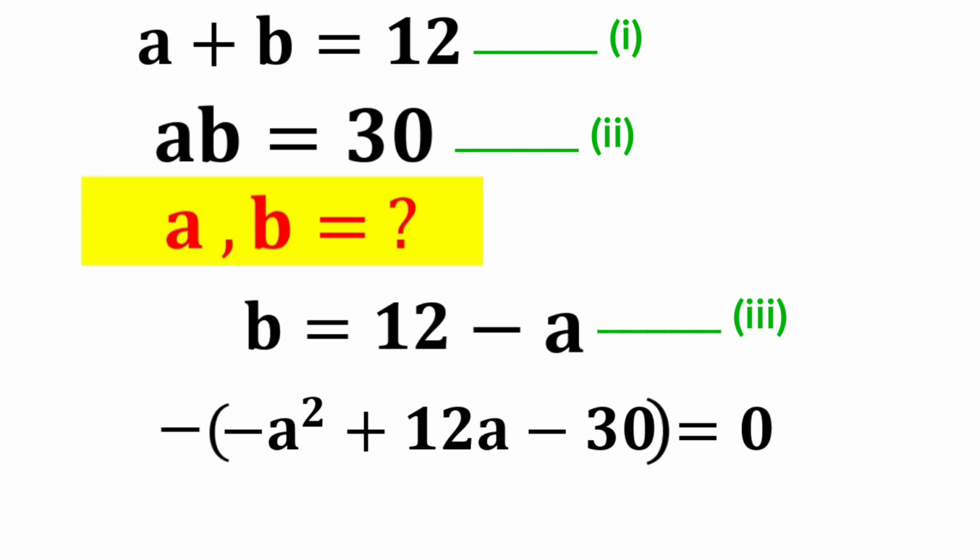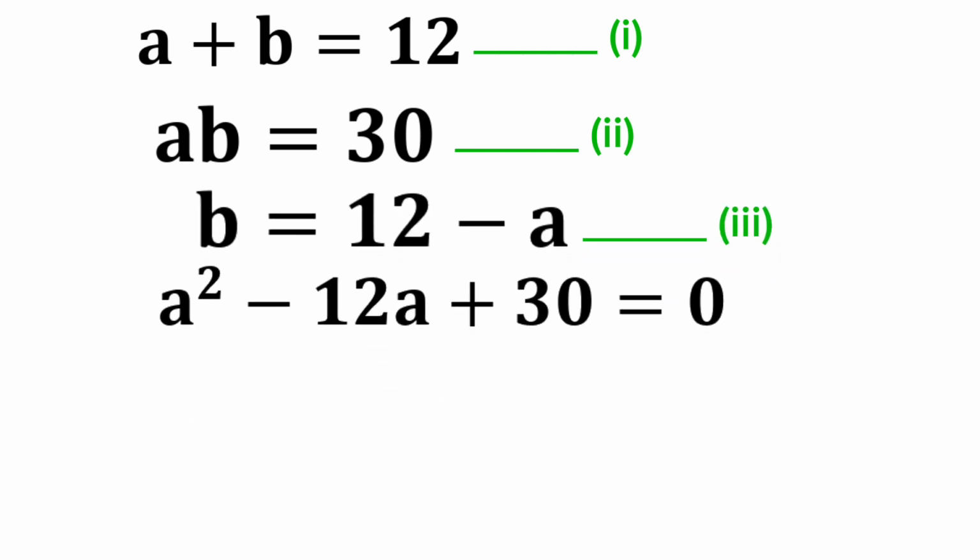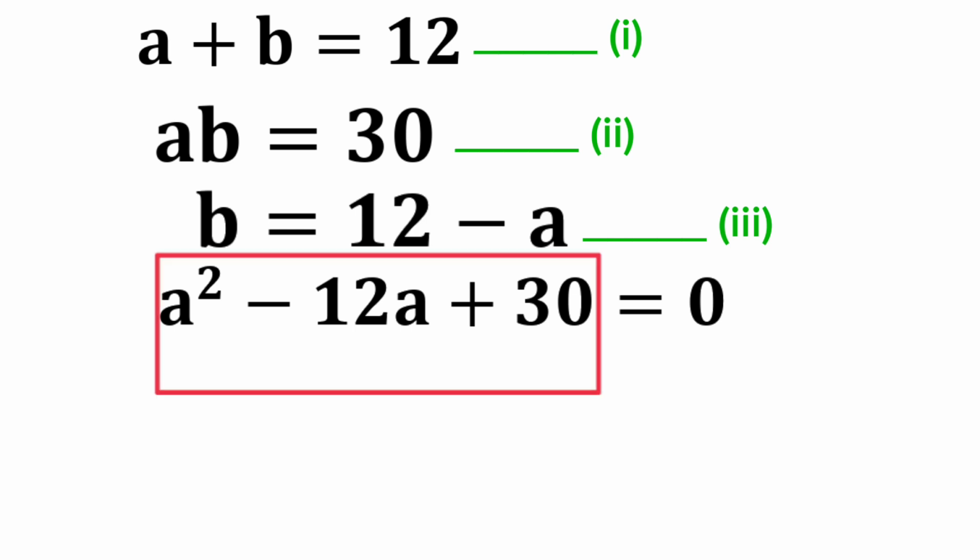Then if I take both sides, minus is common, so it will be a squared. Or if I multiply both sides by negative 1, this is a squared minus 12a plus 30 is equal to 0. So at this moment, we have found an interesting quadratic equation. But here a is equal to what? So how to simplify this question?